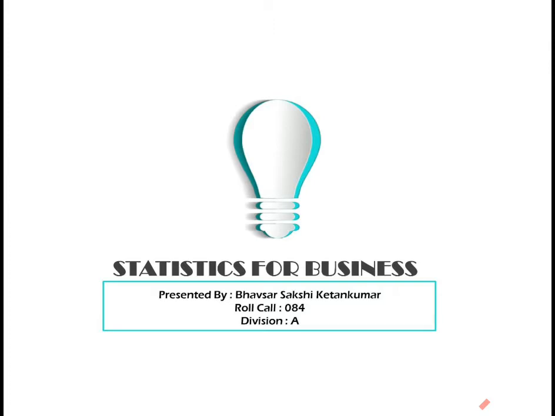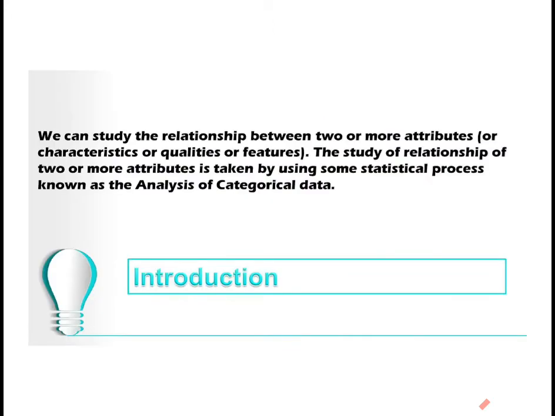Today I am going to present a short presentation on analysis of categorical data. Now let us study about analysis of categorical data. We can study the relationship between two or more attributes. This study of relationship of two or more attributes is taken by using some statistical process known as analysis of categorical data. So, in brief, we can say that relationship between the two variables can be studied by using the correlation theory, and the relationship between the attributes can be studied by association theory.